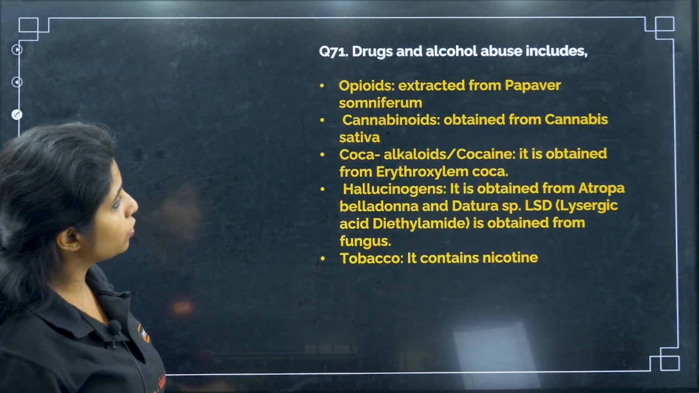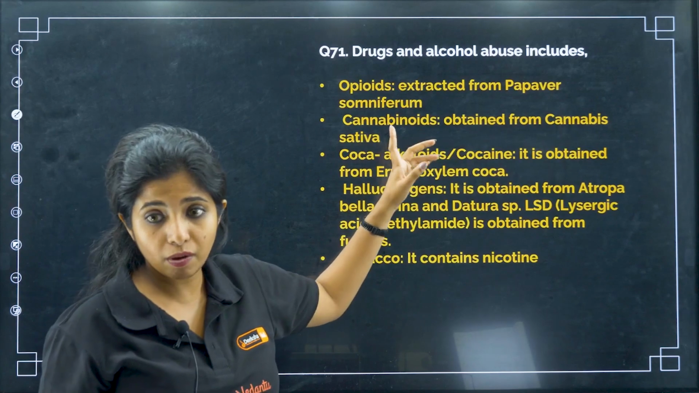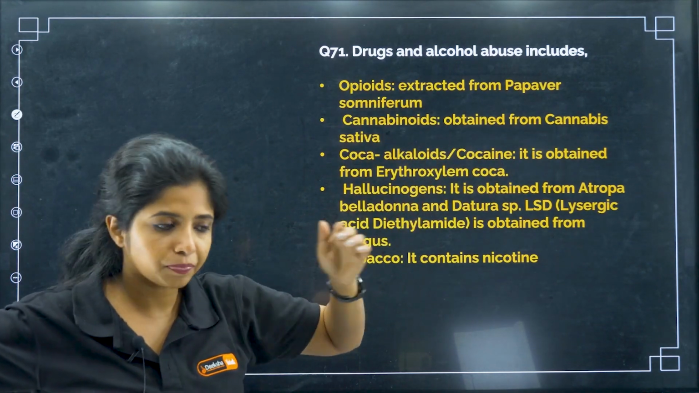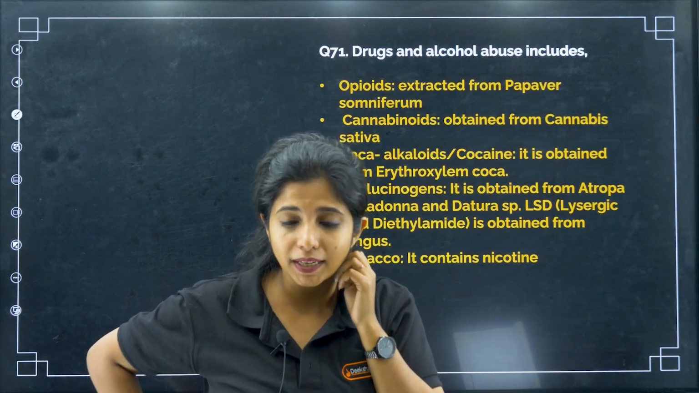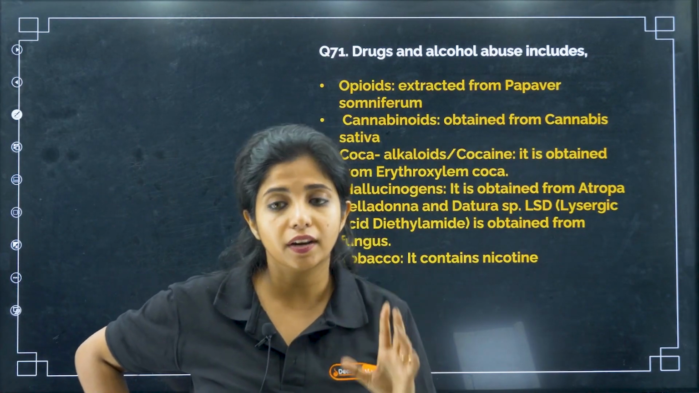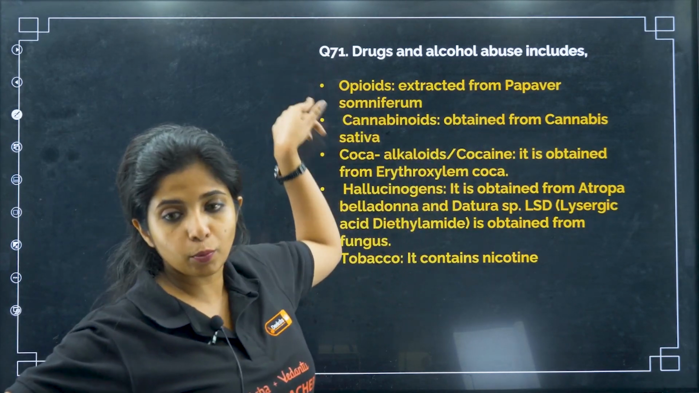Now drugs and alcohol abuse: opioids, cannabinoids, coca alkaloids, hallucinogens and tobacco and everything. Please remember, opioids you get from Papaver somniferum. Example, heroin and morphine. Morphine is a sedative and a painkiller. Heroin is a depressant. It affects basically your CNS or gastrointestinal tract as well. And heroin is known as smack also. Picture of morphine is given in your NCERT.